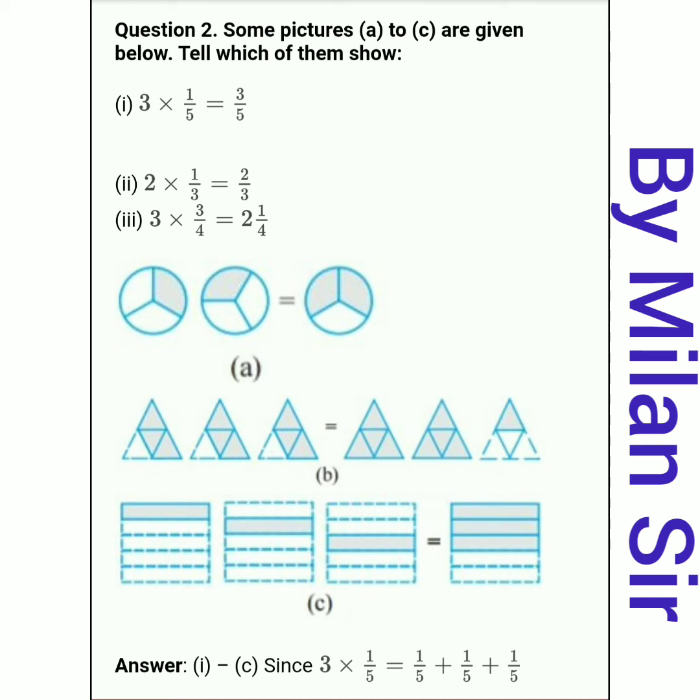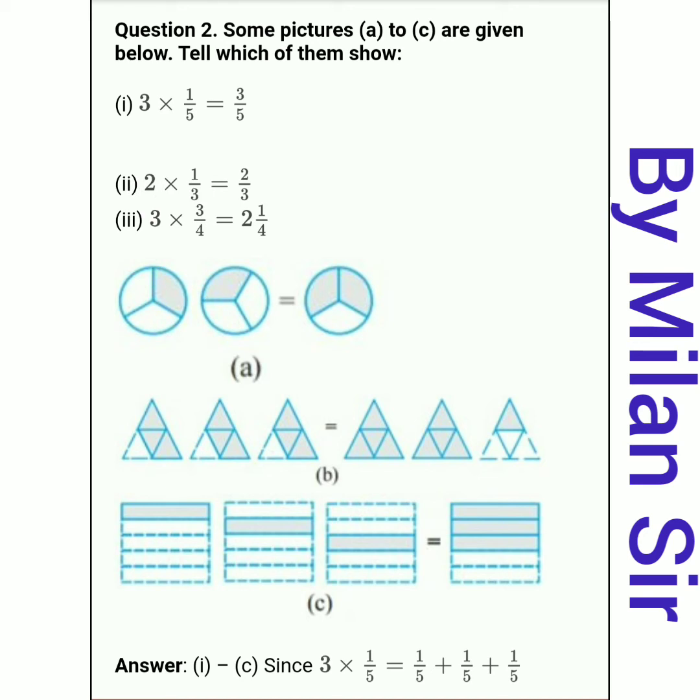Then the second question. 2 multiply 1 by 3. So the total number of figures is 2. So it is present in option A, and 1 by 3. So the total number of parts is 3. Here 3 parts are present in each figure, and out of that 1 part is shaded. Okay, here 1 part is shaded.